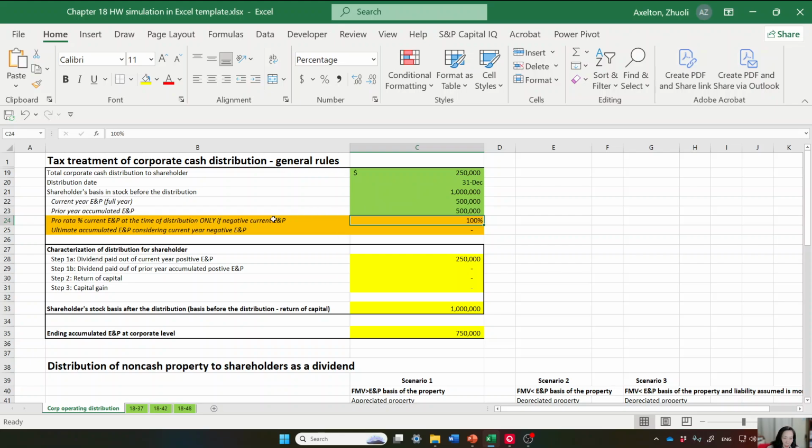One of the things that you do want to consider in the special rules is if there's a negative current year E&P, you do want to combine the current year negative E&P with the prior year accumulated E&P. So that's some special rules considered in this reallocation. But again, use this template, run through some of the scenarios and see what it looks like, and get a feel for how the cash distribution allocation works.